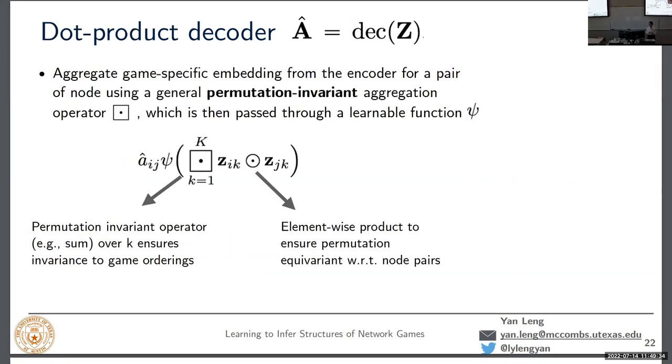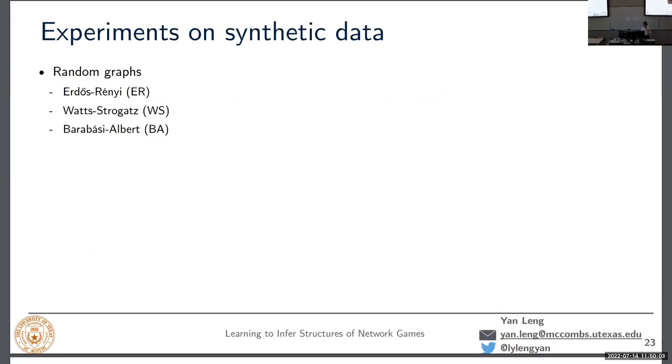And then in terms of our decoder, we have a dot product decoder. It's relatively simple as well. We use the dot product so that it can ensure permutation equivariance. And then we aggregate all the games with a permutation invariant operator. In our case, we choose the sum over the number of games so that our method is invariant to the game ordering. So then I'm going to show some results.